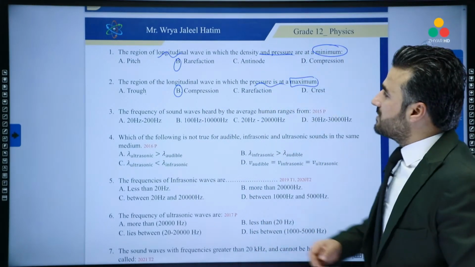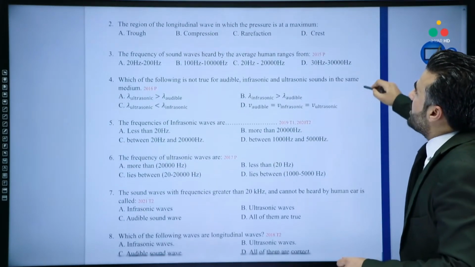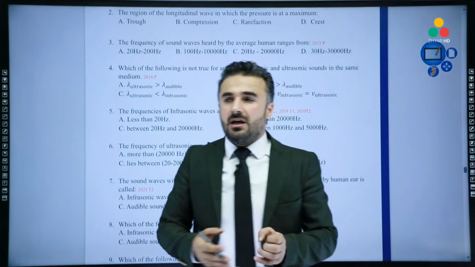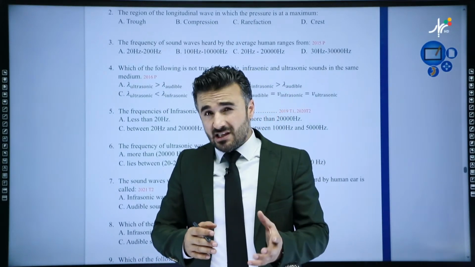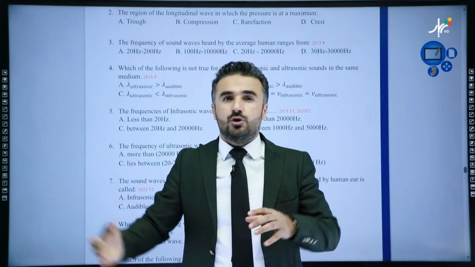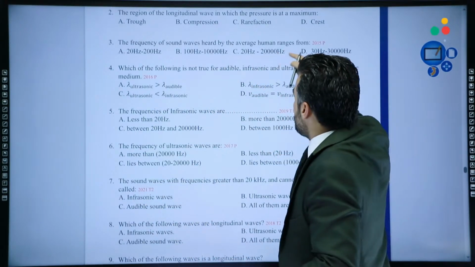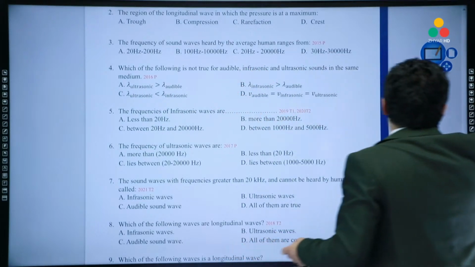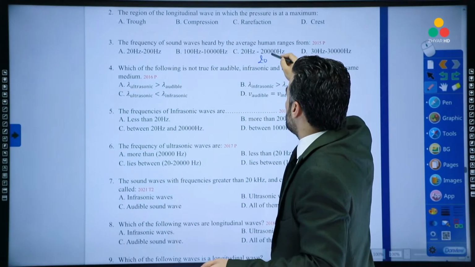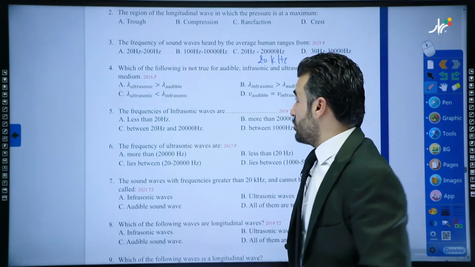Now we have question 3, which says the frequency of a sound wave heard by the average human ranges from... what we said, the audible range, or the frequencies that humans can hear, basically range from 20 hertz to 20,000 hertz. And sometimes, of course, instead of 20,000, you might be given 20 kilohertz as well. That is also the same thing. So 20,000 or 20 kilohertz would be the same thing in this case, and you should know them.